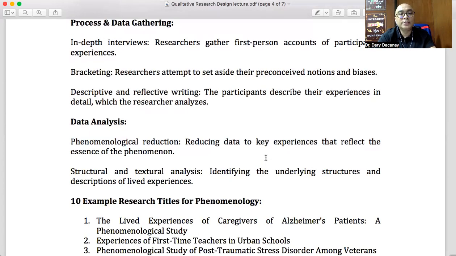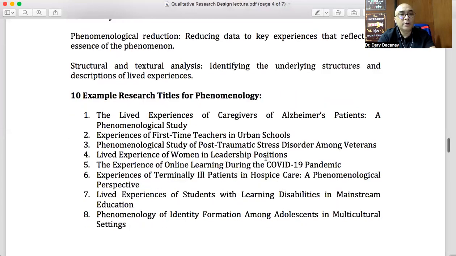Now, in terms of data analysis, we have the so-called phenomenological reduction. So you have to reduce the data to key experiences that reflect the essence of the phenomena. So para rin kang nagko-coding, nagka-categorize, and you create your themes. So the structure and textual analysis, you have to identify the underlying structures and descriptions of the lived experiences. Here are some of the research titles of phenomenology. The lived experiences of caregivers of Alzheimer's patients, experiences of first-time teachers in urban schools, phenomenological study of post-traumatic stress disorder among veterans, and many others.